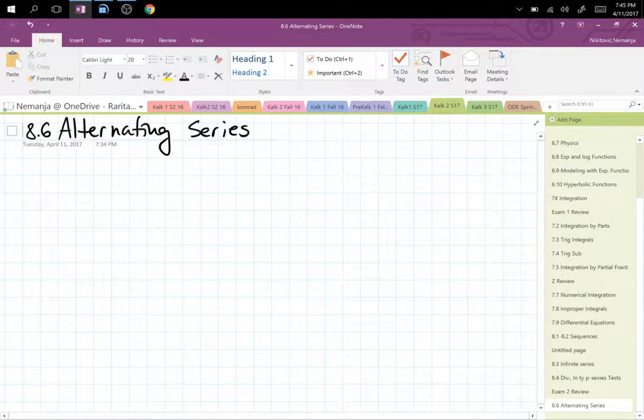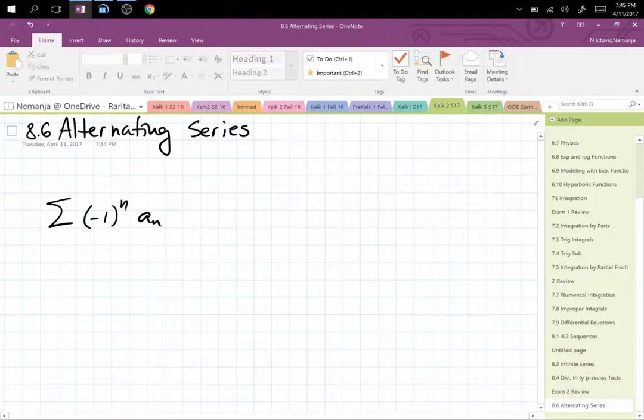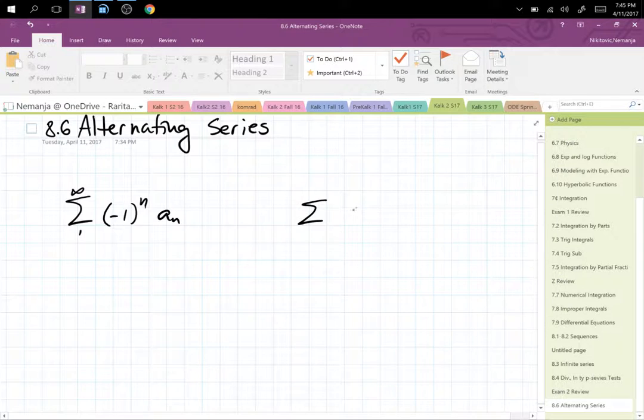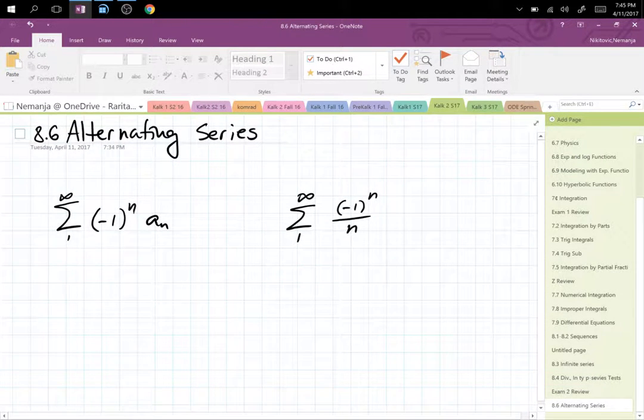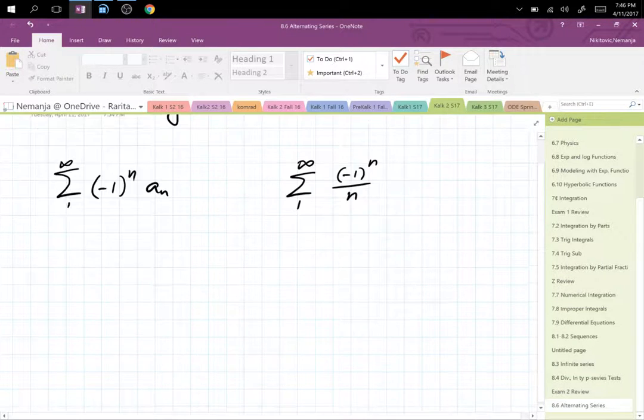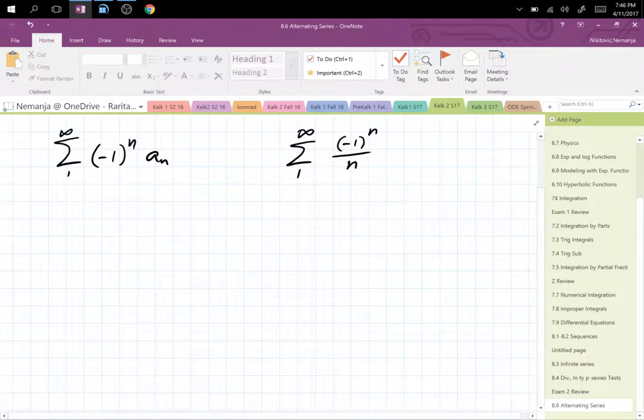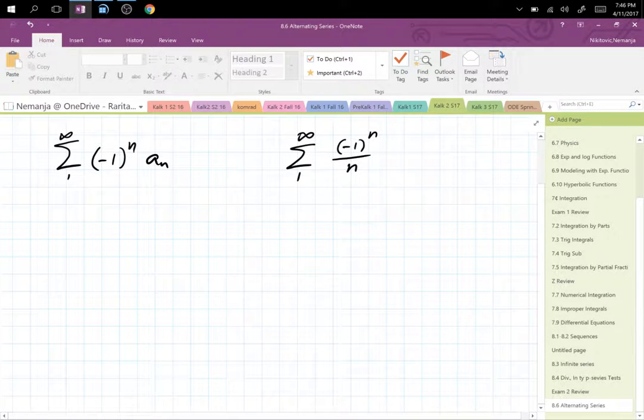Hello and welcome back to Calculus 2. We are going to talk about 8.6, alternating series, whose form will look like this. It can start at 1, at 0, somewhere. An example of that one would be negative 1 to the n divided by n, going from 1 to infinity. So that's the alternating harmonic series. How do we solve these problems?